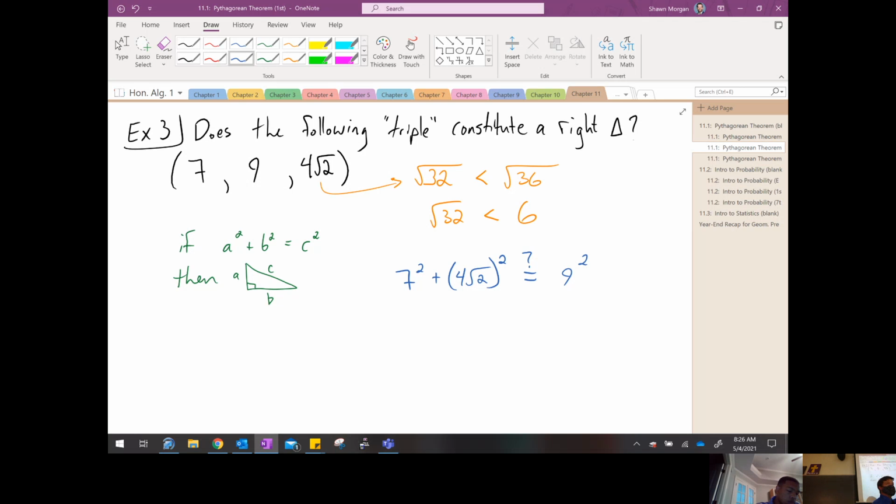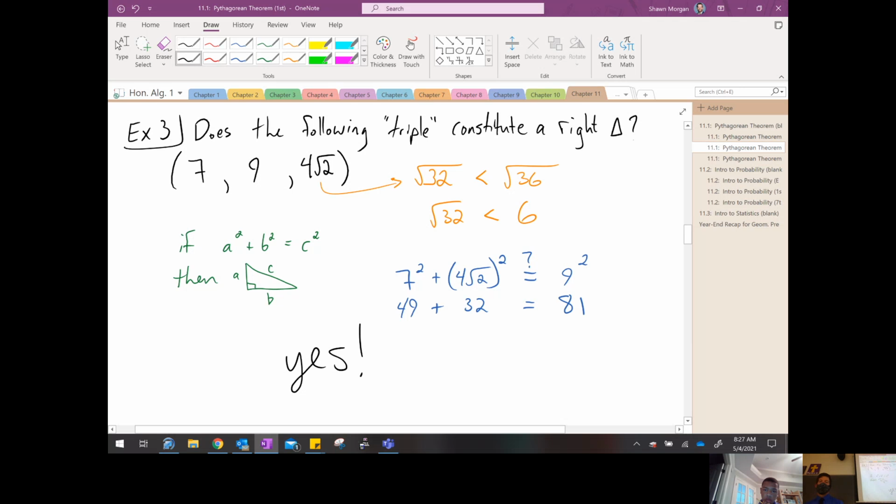However, the way I've got it written up in blue, the correct way, square 7, you get 49. Square 4 radical 2, and you get what? Thought you alpha dogs would have already had that one worked out. Good, that boy Hogan, 32. And that equals, last time I checked, 81. So we would say that what? Not a triple. We would say yes, this is a right triangle.